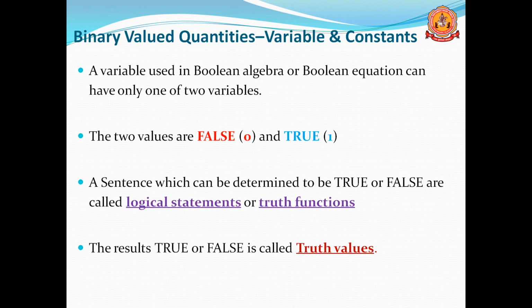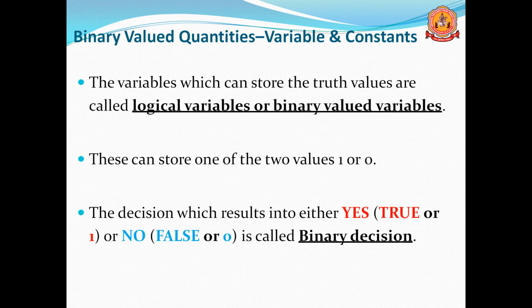The results true or false are called truth values. If you take any logical statement, we'll get the output either true or false. That true or false are called truth values. The variables which can store the truth values are known as logical variables or binary valued variables. So if you take any such variable, that variable holds either a true value or a false value, that is, truth values.